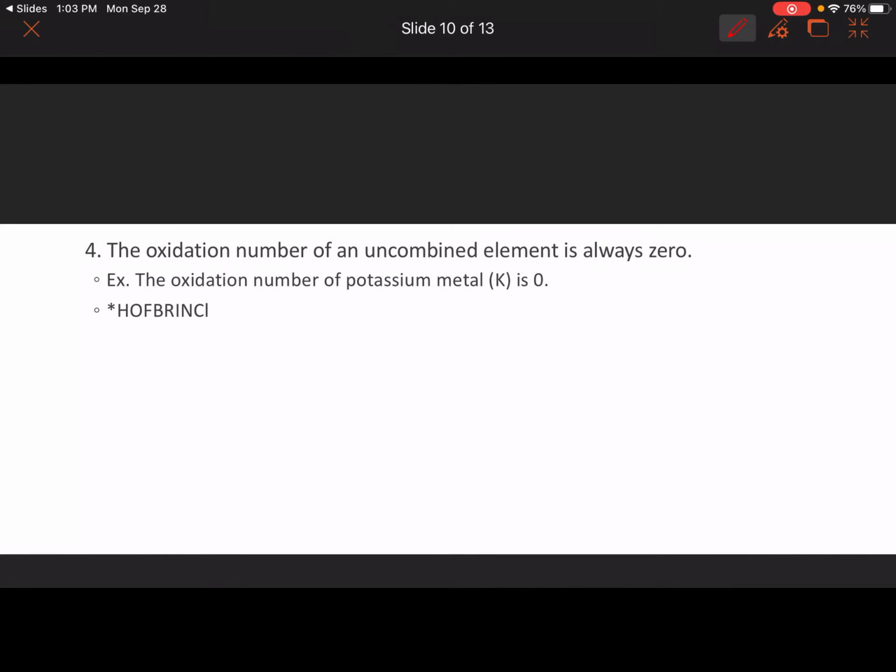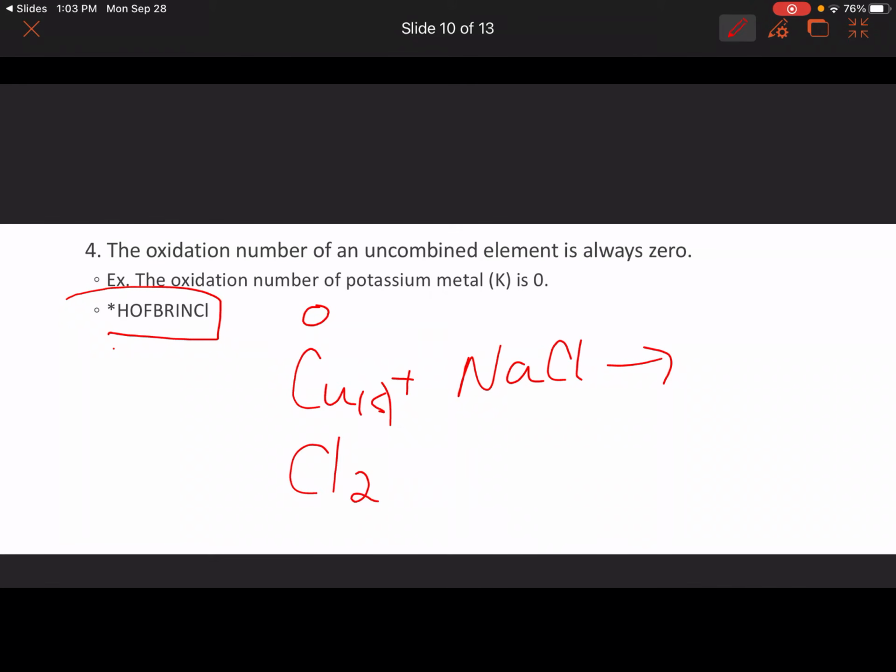Now, the oxidation number of an uncombined element is always going to be 0. So if you have a reaction where you've got copper plus whatever, this copper sitting there is a solid, sitting there by itself, so the oxidation number is going to be 0. And that is always going to be true. Put a little note here for diatomic molecules: if you had chlorine gas, for example, plus whatever, the oxidation number of the chlorine gas would be 0. So diatomic molecules will be 0, as well as something in its elemental state, in its solid state, usually will also be 0.